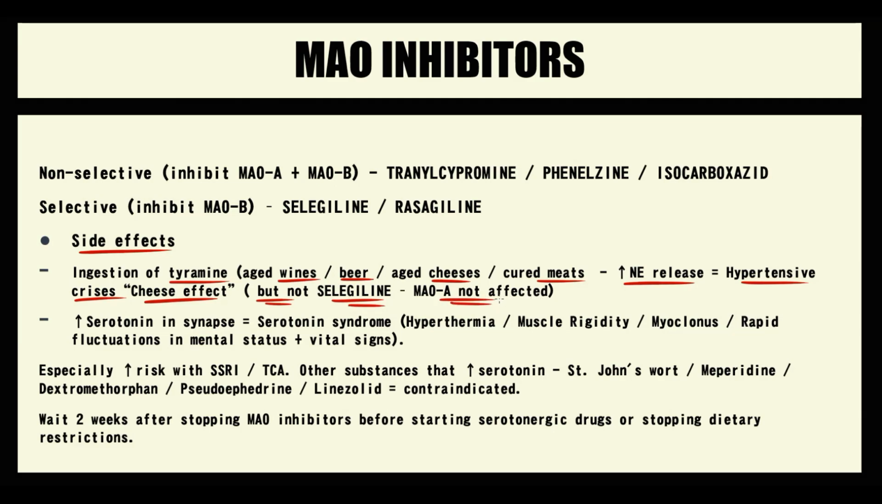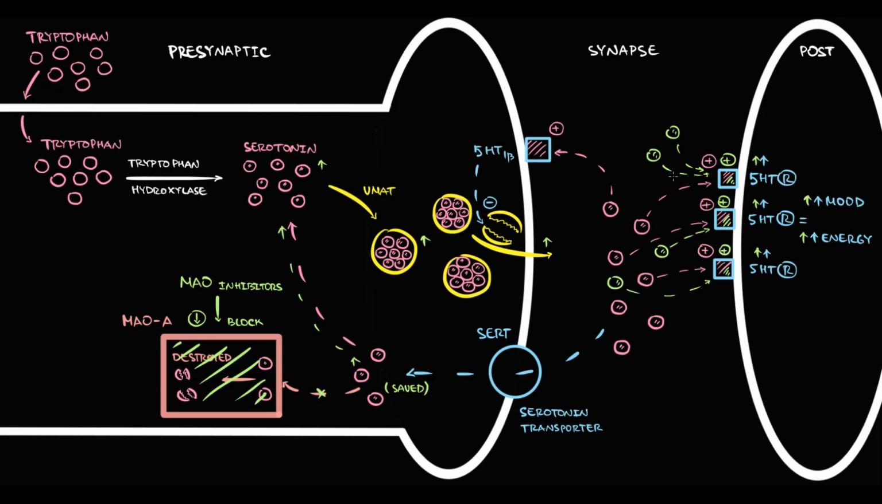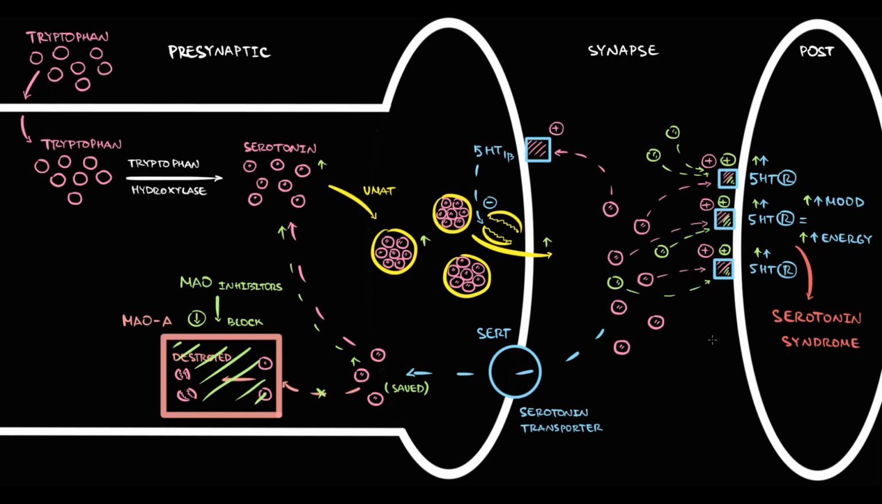The second important side effect is serotonin syndrome, which is caused by increase in amount of serotonin molecules in the synapse. Because monoamine oxidase inhibitors cause increase in amount of serotonin in the synapse, they can cause overstimulation of serotonin receptors, and overstimulation of serotonin receptors can cause serotonin syndrome. But if a patient intakes just MAO inhibitors, the chance of serotonin syndrome to develop is relatively small.